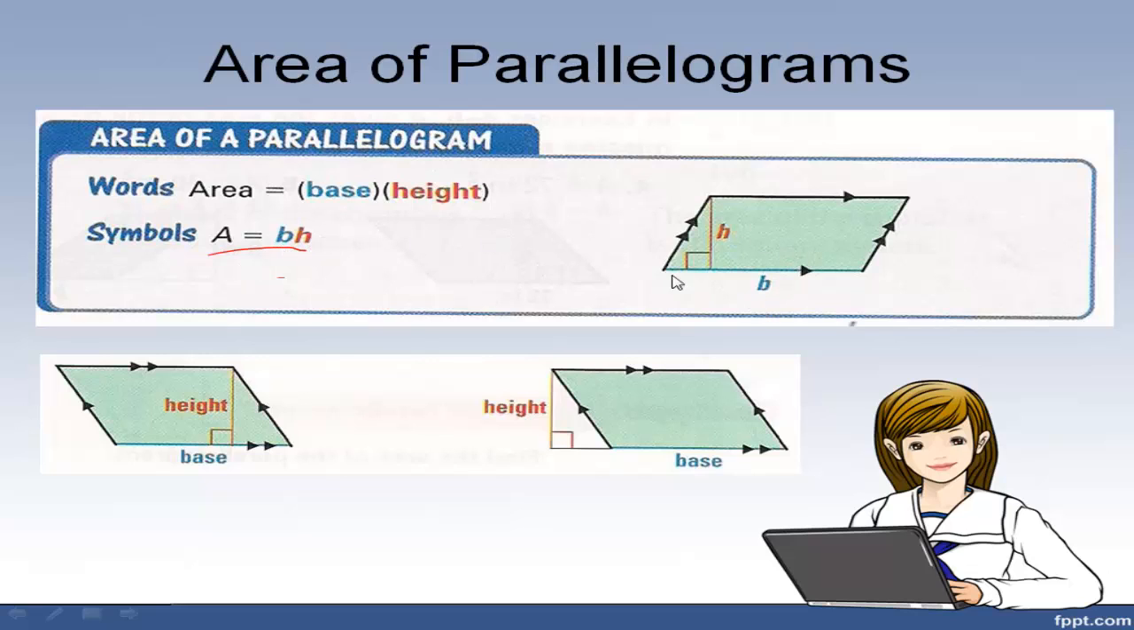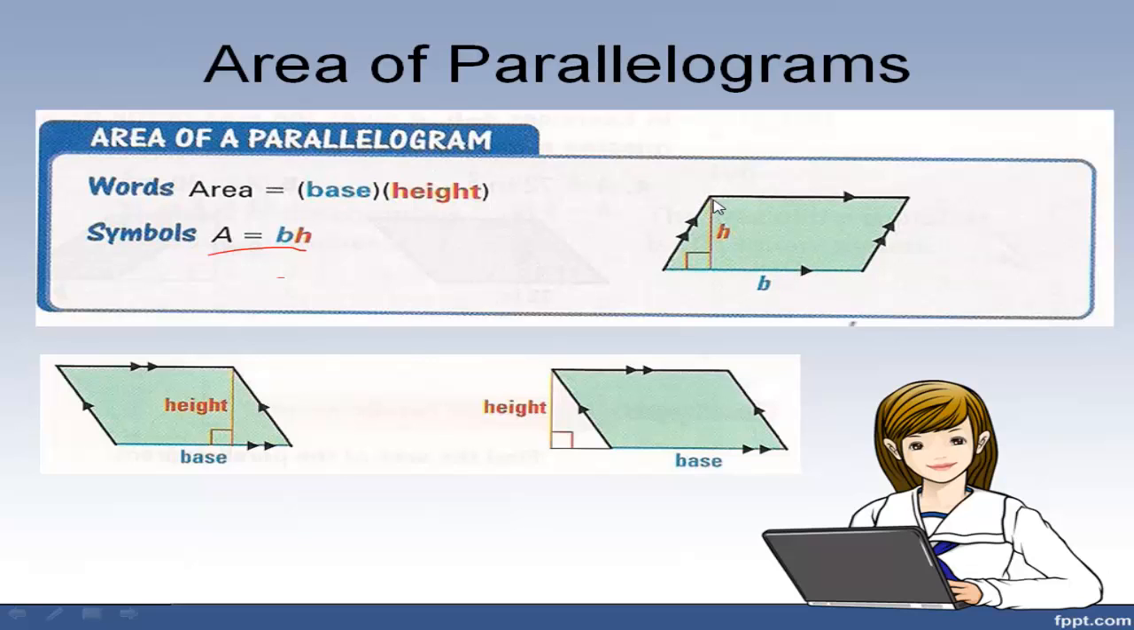This here is the base. The base can be either side of the parallel side. So this can be a base. This is also considered base. Remember, opposite sides in a parallelogram are congruent. Okay, and the height, we talked about this in class.